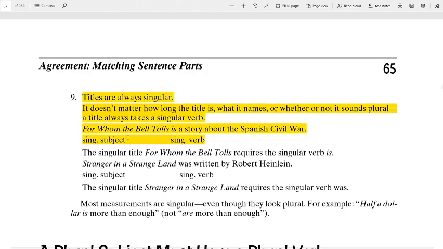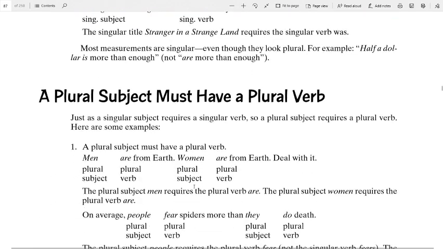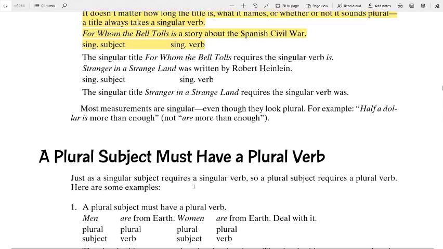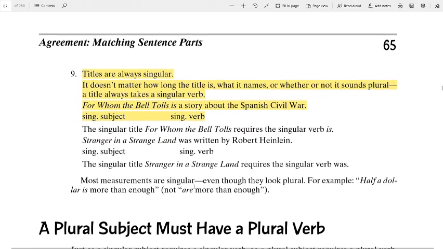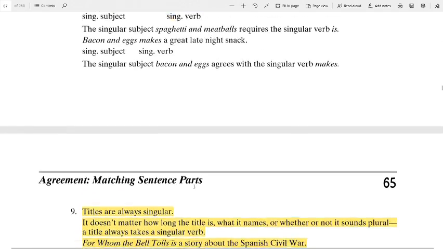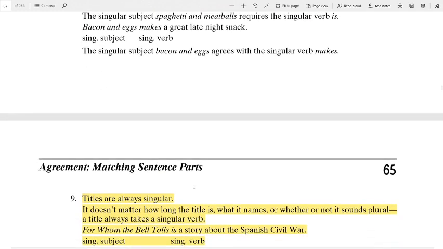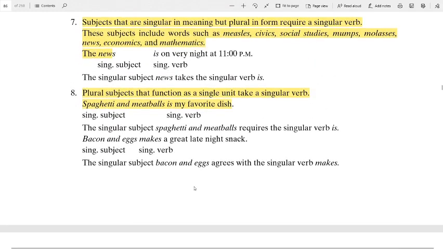This is a title, For Whom the Bell Tolls. This is a novel, and it should be treated as singular. Now, up to this portion, we have seen in which cases you have to take a singular verb. Okay, so if that is a title, it should be taken with a singular verb.